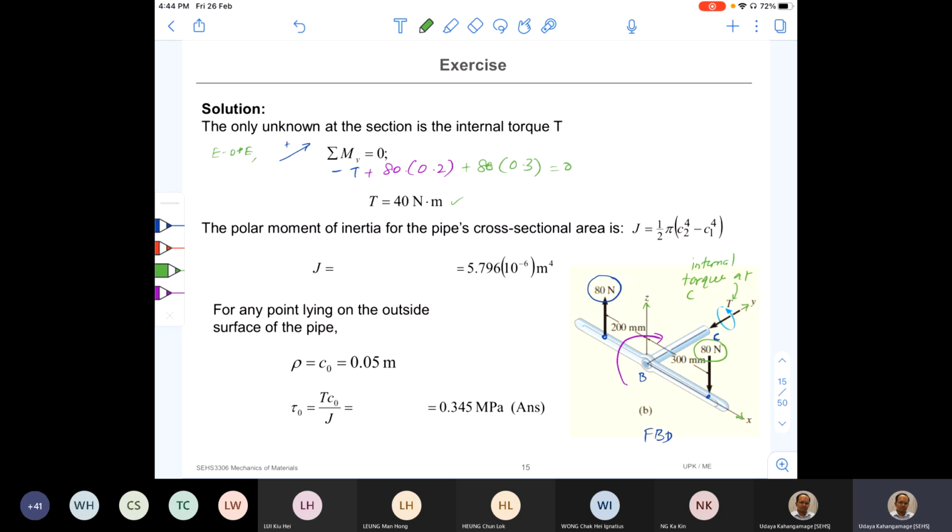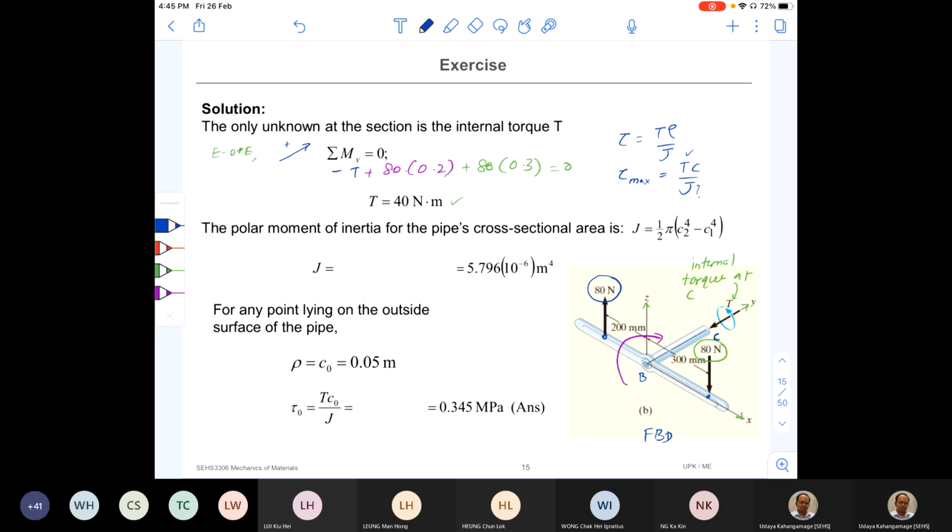So you just take it as it is, and then we are going to find out the shear stress. Tau is equal to T rho over J, or if you want to find out tau max, it is equal to T times C over J. So here we already found T, and then C is a known value, and the next one is J. How to find out J?